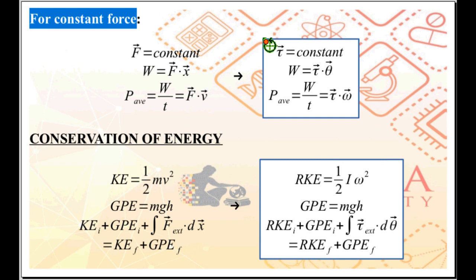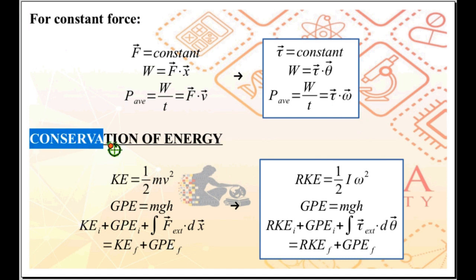For angular motion, F is replaced with torque tau. So for constant torque, total work done by the torque tau is just equal to, replacing F by torque and X by theta, work done is equal to torque dotted with theta. And average power is still equal to total work done divided by time, so W over T, and average power is also equal to F dotted with V. Replace F with torque, V with omega. Average power is also equal to torque dotted with omega, the angular velocity.